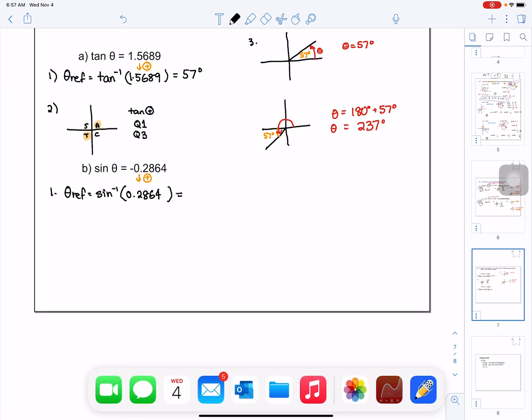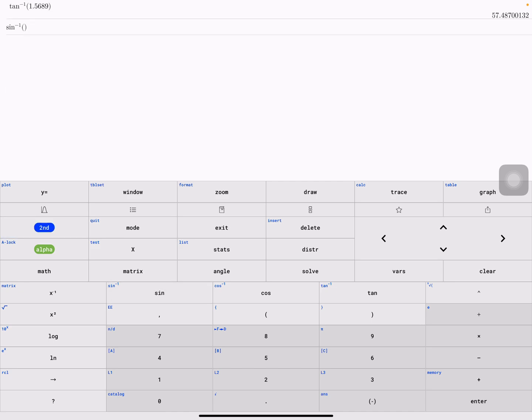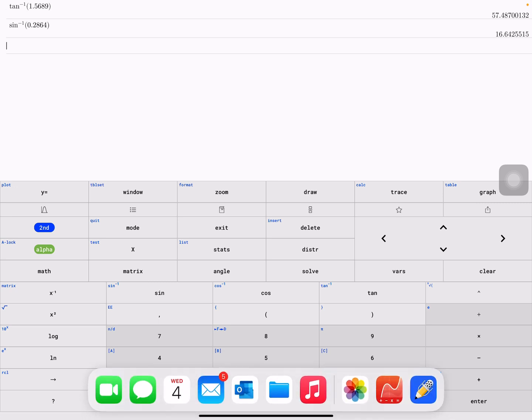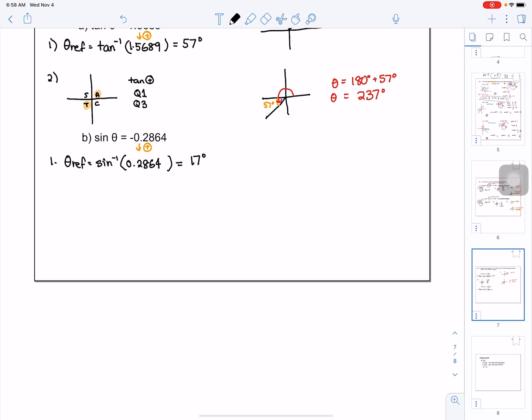So we're going to use our calculator, second sine, and we're going to type in the 0.2864, and I get an angle of 16 point blah, blah, blah. I want to round to the nearest degree, so that would be 17 degrees as my reference angle. So this would be a 17-degree reference angle.